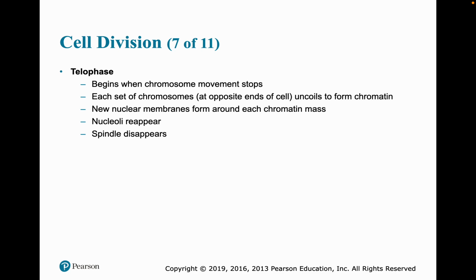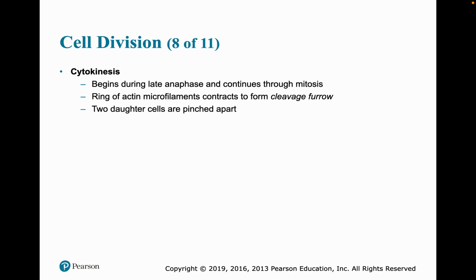In telophase, when chromosome movement stops, we start to undo everything we did in prophase. The nuclear membrane begins to reform. The chromosomes go back to chromatin by uncoiling. Nucleoli are going to reappear, and we're going to lose the spindle apparatus. Cytokinesis starts late in anaphase and continues throughout mitosis. Starts with a ring structure of actin called a cleavage furrow, and the two pieces are then pinched apart.